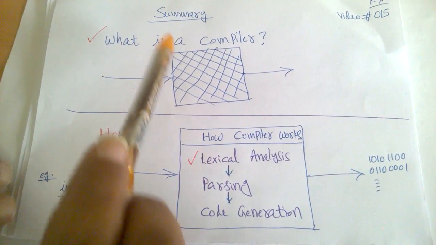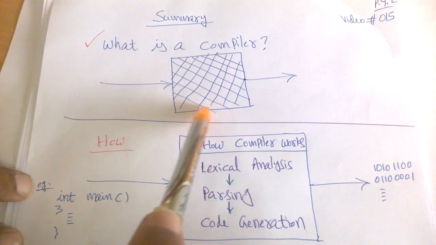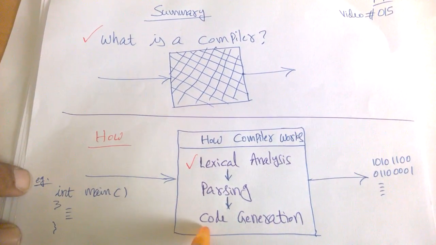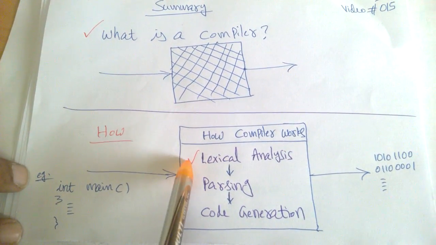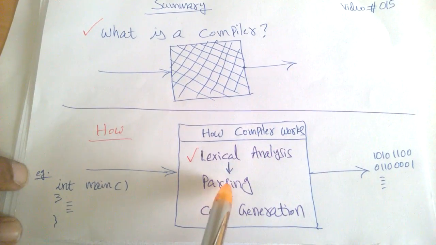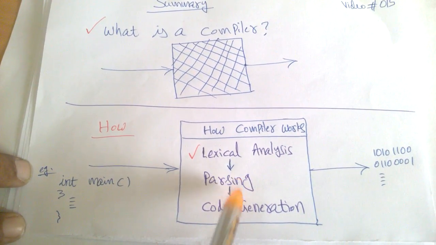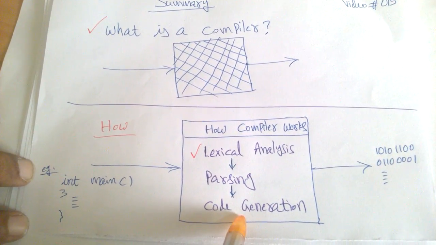Now what we have done here, in summary, is we have understood what a compiler is, and then we proceeded to understand how a compiler works. We've seen the first part, lexical analysis. The remaining two parts, parsing and code generation, we'll see in the next video, 016.